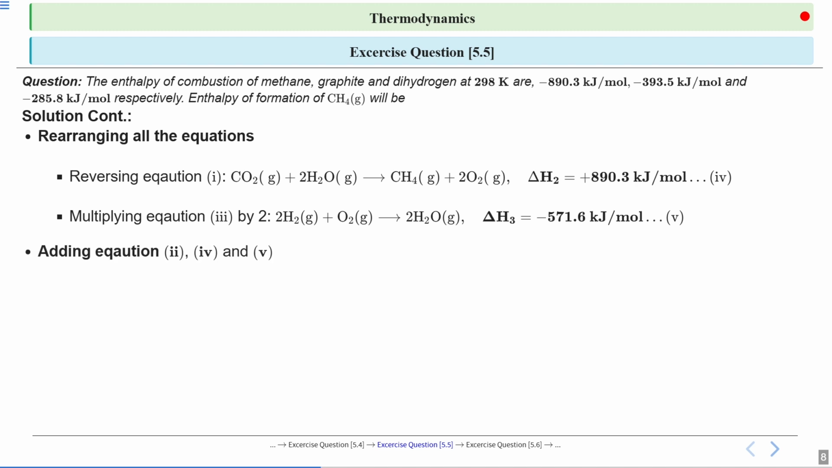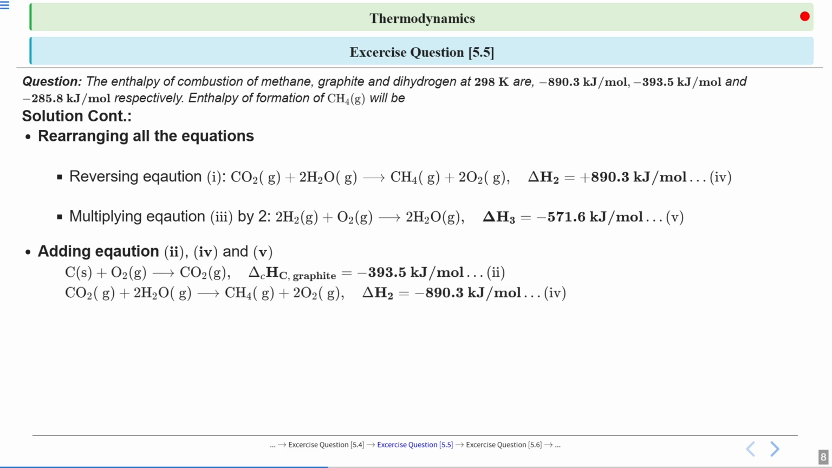And in the last part, we will simply add the equation number 2 as it is, 4 and 5. What will happen? So this is equation number 2, this is equation number 4, and this is your equation number 5. If you add these 3, then the 2H2O and 2H2O will get cancelled out. See, these two things will get cancelled out in the 4th and 5th equation.